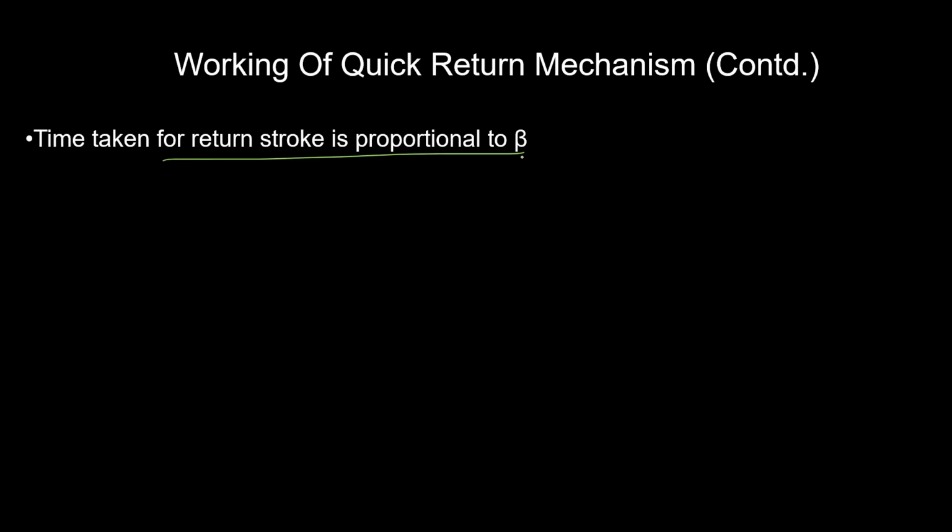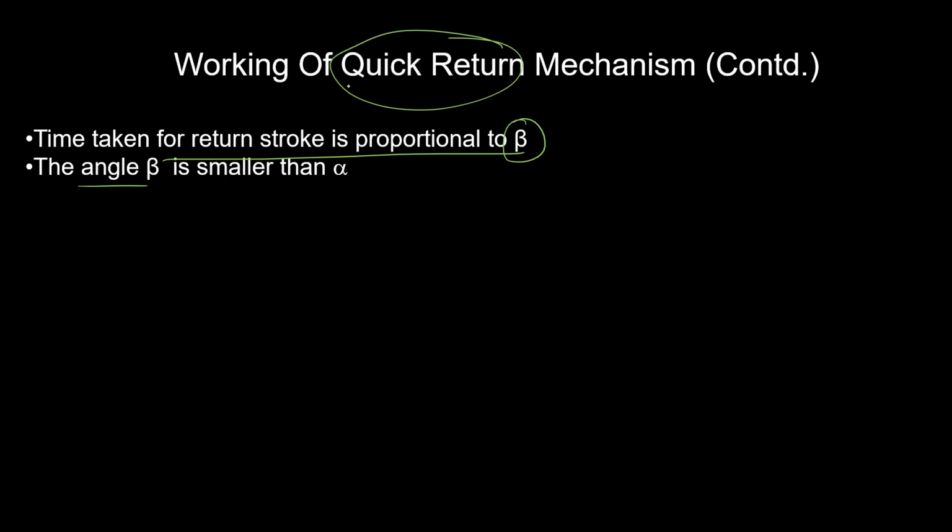So the time taken for the return stroke is beta, and the angle beta is smaller than alpha, because for the return stroke, here it is the word quick. So for the return stroke, the time should be less. Time has to be less. And alpha has to be greater than beta.